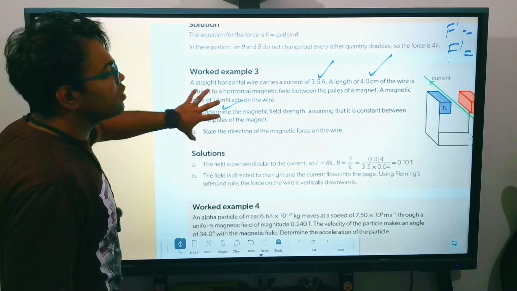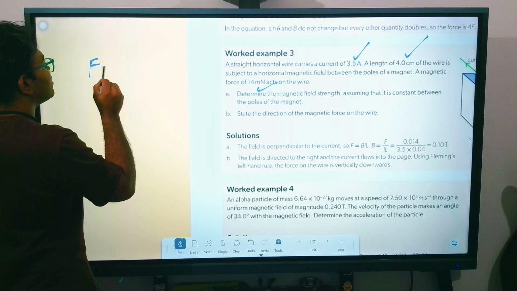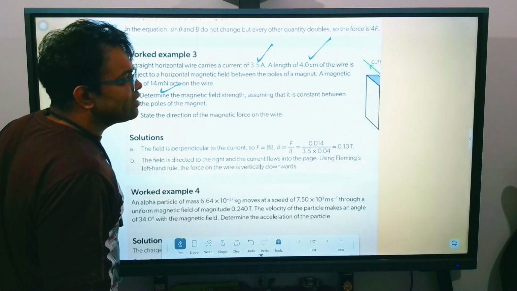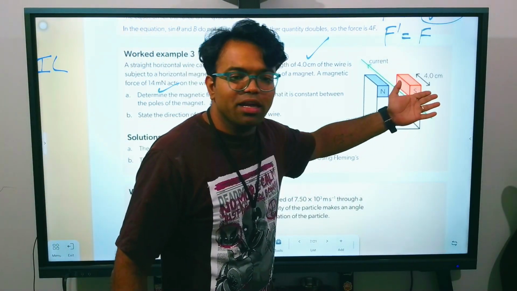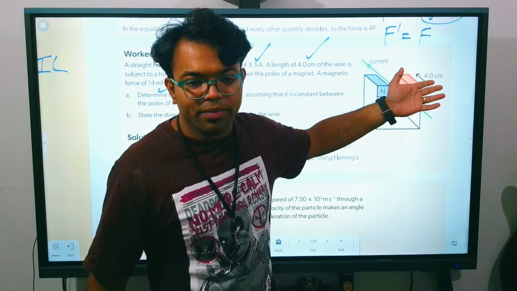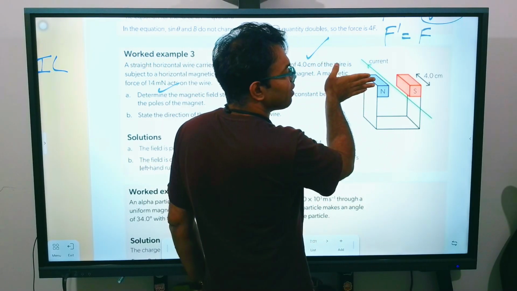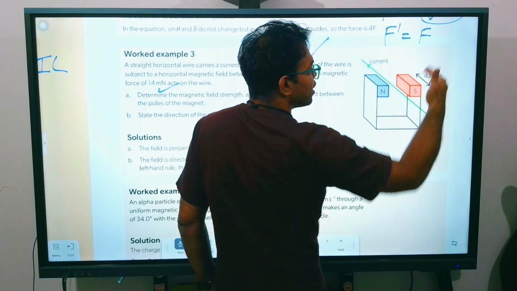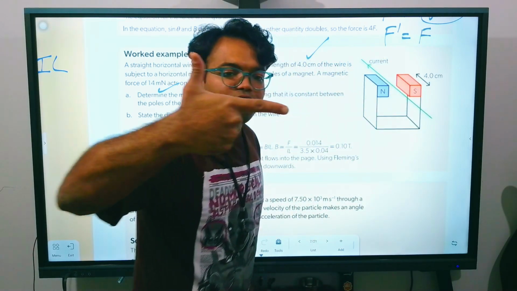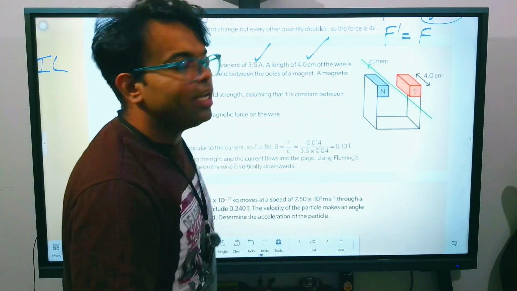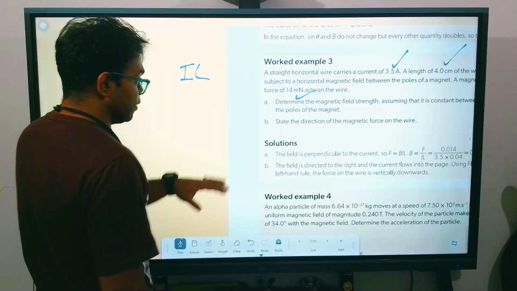So all we have to do is use the formula. We know that F is equal to BIL. Now, why don't we need a theta here? We don't need a theta because it is 90 degrees already. Look at this: the field is like this, the current is like this, and both of them are perpendicular to each other. So we don't need to use the value of theta.